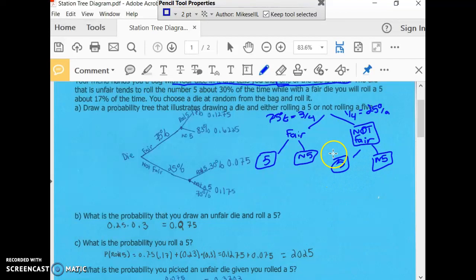So this one's going to be 30% this way. Then this is 70%. And then they told me this is 17%, and then this is going to be 83%. So then I just go and calculate it out.